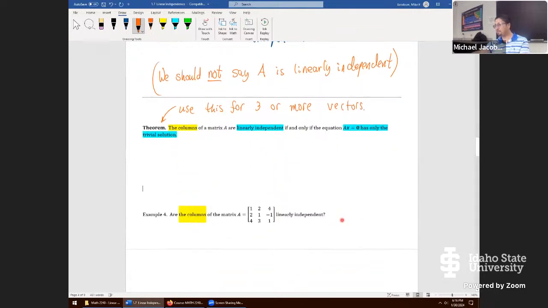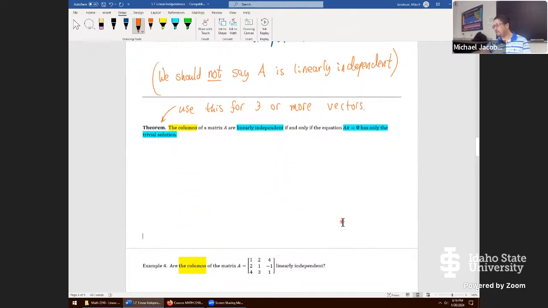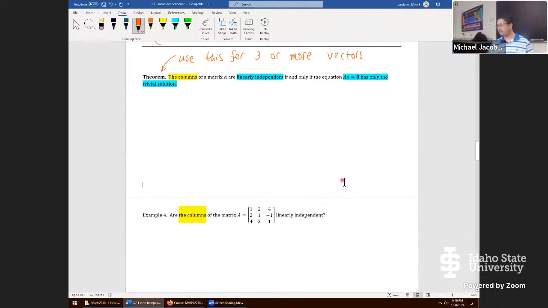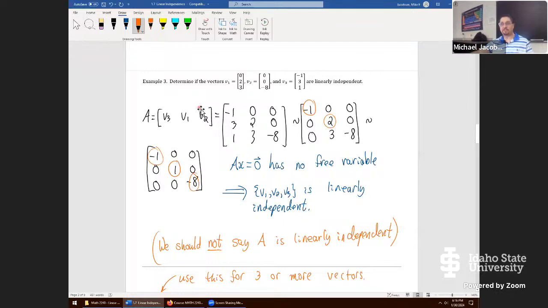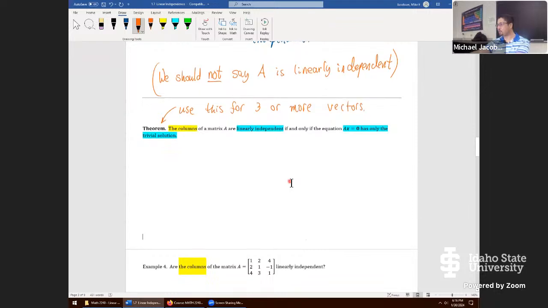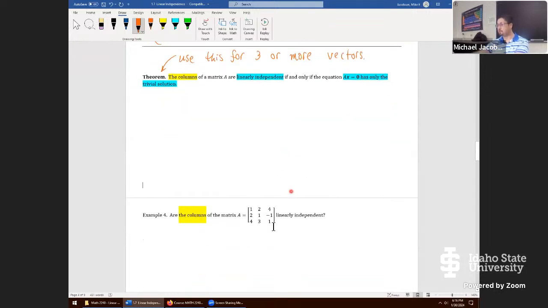On example 4, it's asking the same question. Are the columns of matrix A linearly independent? Let's try it again on this one. It gives us extra practice for this problem. I think what was supposed to happen was if you arrange these vectors in a nice way, you didn't have to row reduce, but I messed it up. So here's the row reduction. And now we're going to row reduce again on this question.